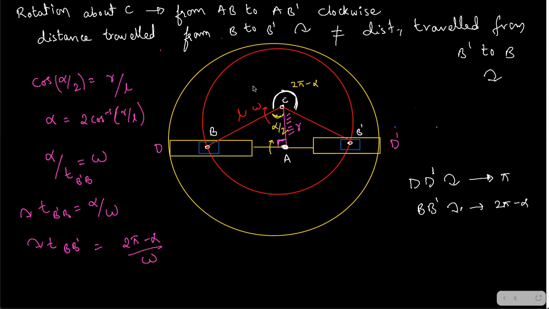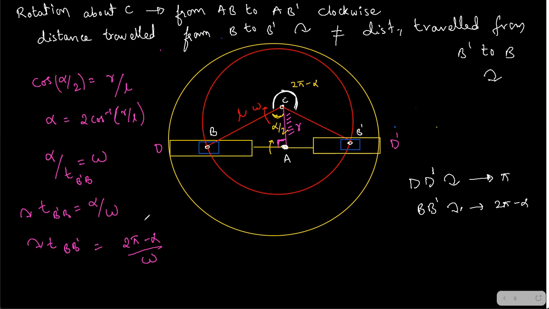It means forward stroke, you can see 2 pi minus alpha and alpha here. So the forward stroke is when D is coming from D to D dash. From D dash to D is the return stroke, because when it's going from D dash to D, the red link is going from B dash to B. Those are the forward and return strokes.